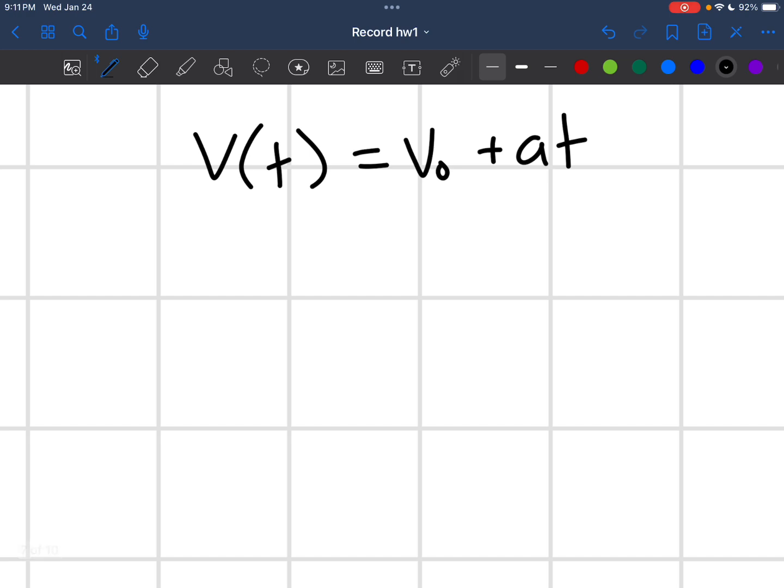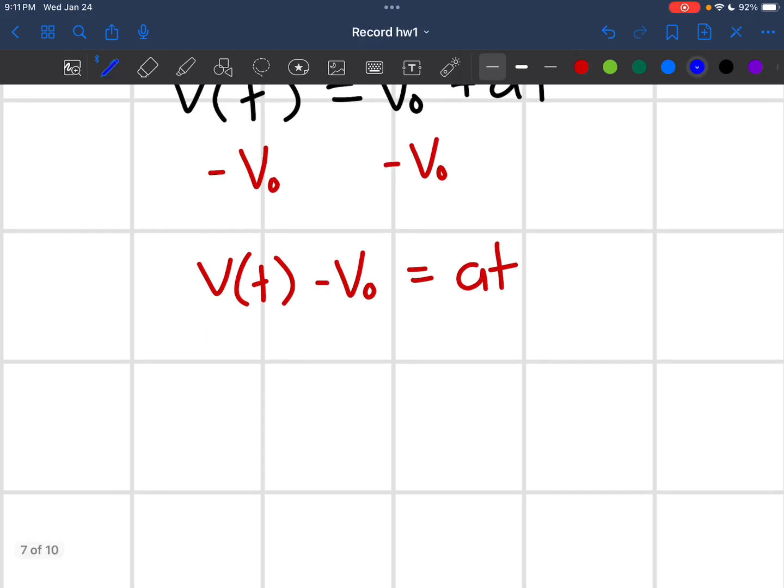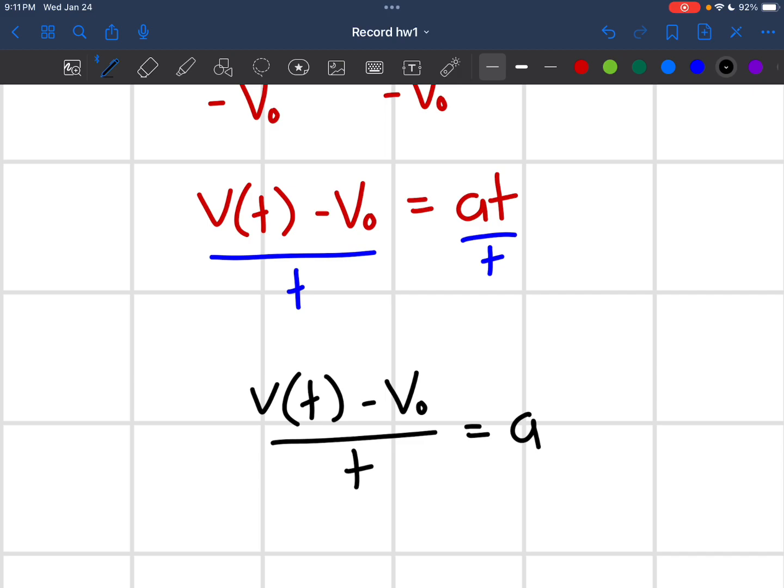So I'm going to subtract v naught from both sides. So I'll get v of t minus v naught equals at. Then I can divide both sides by t, and I'll have v of t minus v naught over t equals acceleration, right?